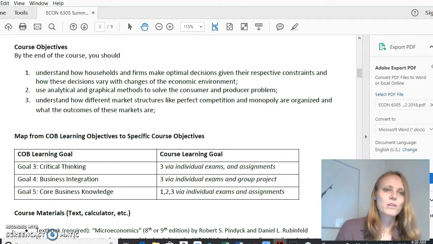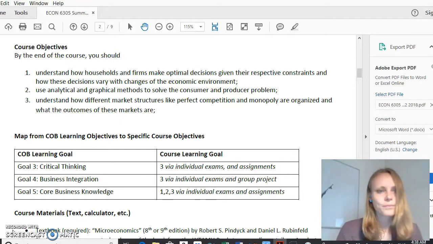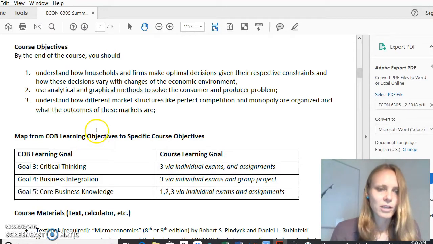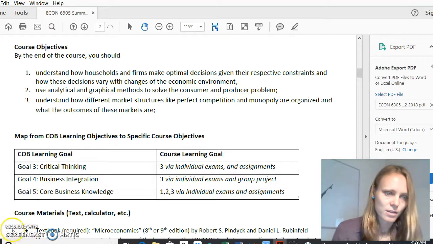So by the end of the course, you should be able to understand how households and firms make optimal decisions given their respective constraints and how these decisions vary with changes of the economic environment. You should also be able to use analytical and graphical methods to solve the consumer and producer problem, and understand how different market structures like perfect competition and monopoly are organized and what the outcomes of these markets are.